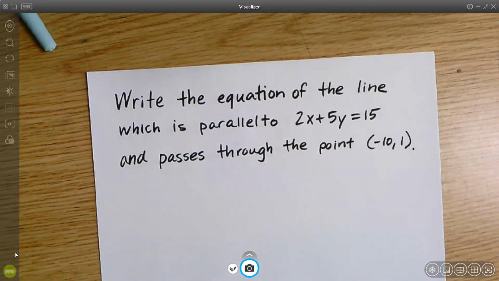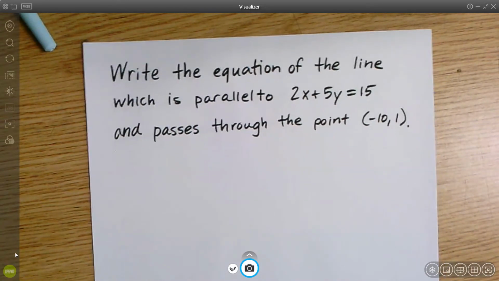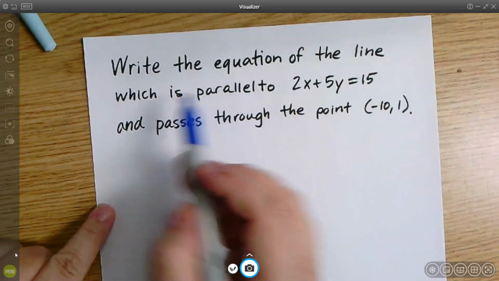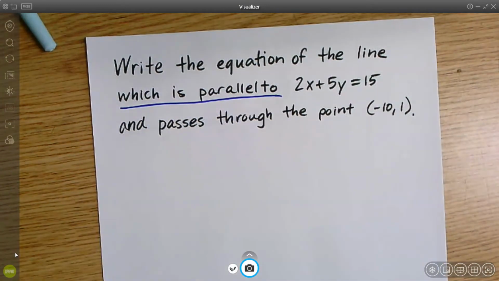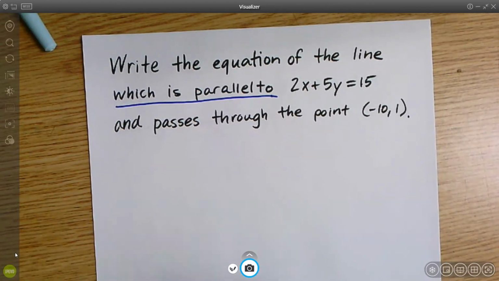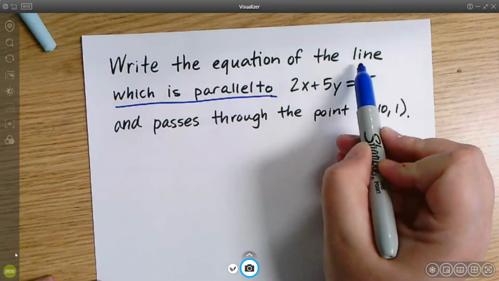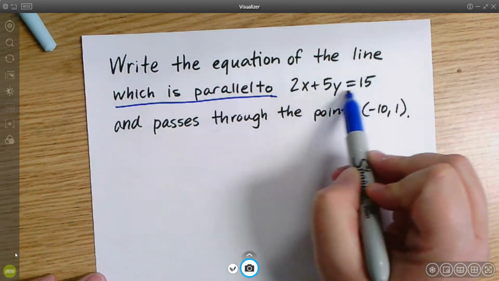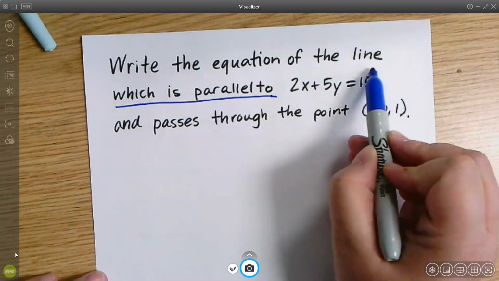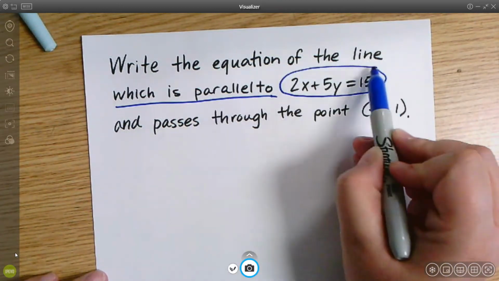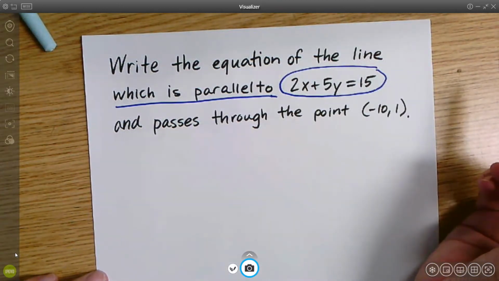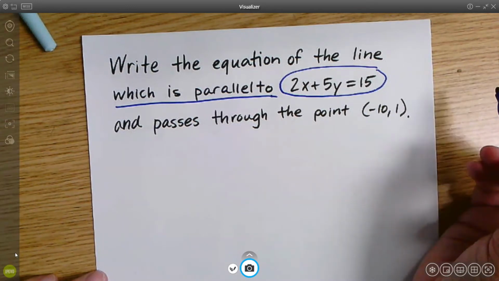All right, so when they ask me to write an equation of a line and they say it's parallel to, or it is perpendicular to, this is just a fancy way of telling me something about the slope. That's what they're trying to do, is give me information about the slope of my line. So it's parallel to this line means it has the same slope. But if I look at this equation right now, I can't see the slope because it's in standard form. I have to put it in slope-intercept form. If I put it in slope-intercept form, I can see the slope very easily. So let's do that.